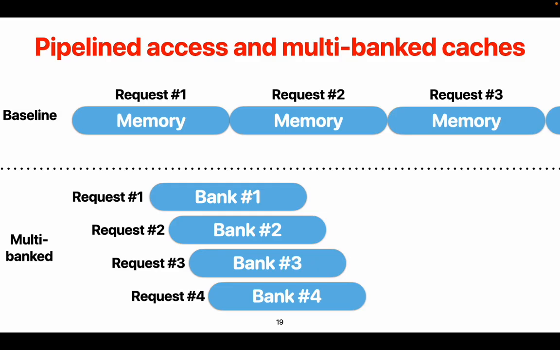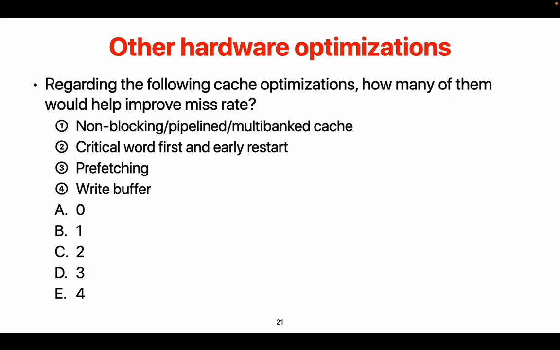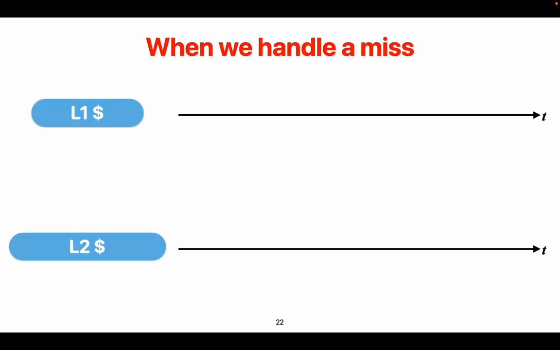So is this going to improve the cache miss rate? No, a miss is still a miss. So in terms of a non-blocking pipelined multi-bank cache, it doesn't help improve the miss rate. It simply helps the miss penalty and bandwidth.